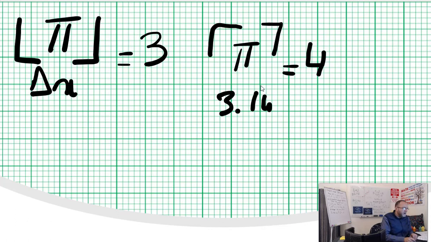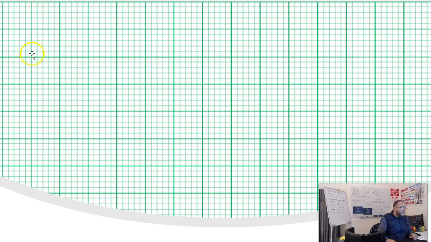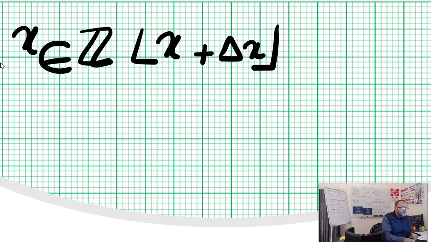Speaking of that, we want to see what happens as delta x approaches 0 from the left, and as delta x approaches 0 from the right. So let's go ahead and do it. When x is an integer, not like pi, not in between, when x is an element of Z, what happens? The floor function of x plus delta x becomes x plus delta x. You just add it, as simple as that.